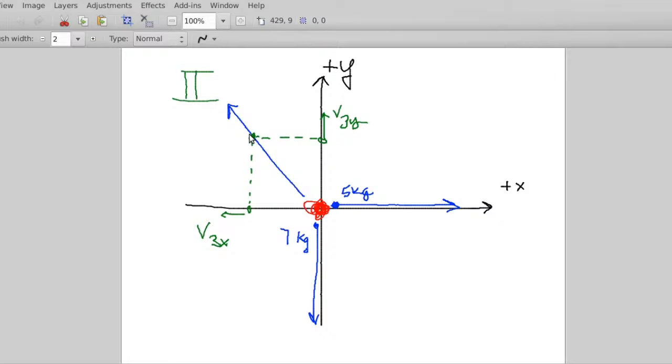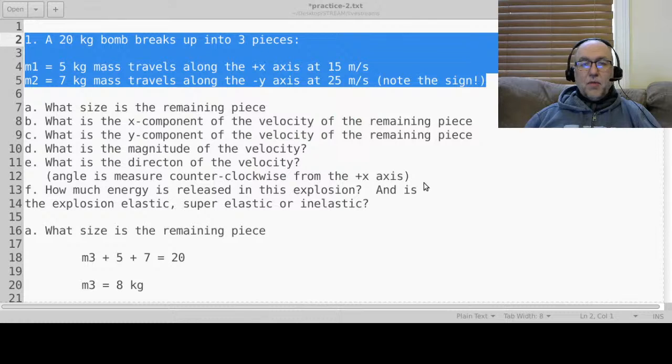So this is the point of intuition. You should be able to recognize that that third piece had better be going off in the second quadrant, okay? So that when you solve this and you get that final velocity and you get that direction, you better find that that direction is in quadrant 2. Okay, so let's go back and solve the problem.